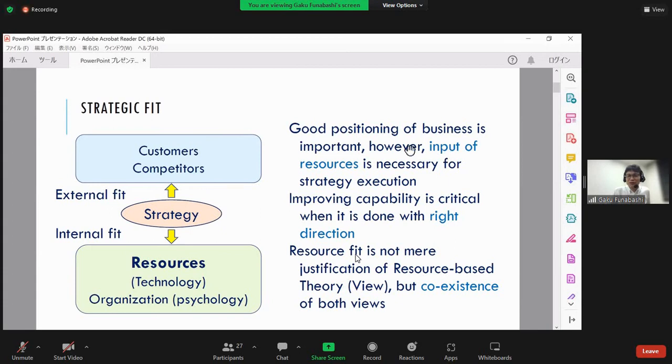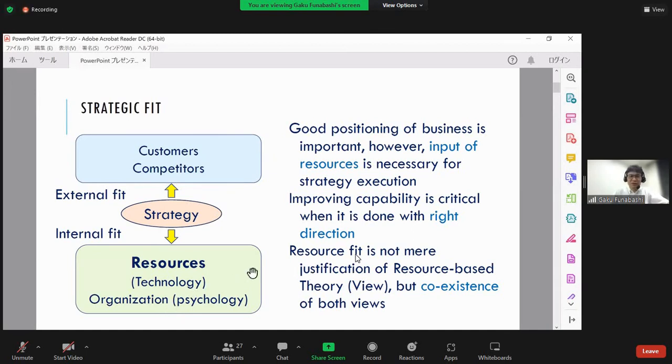So again, positioning is important, but that is not everything, because in the implementation, execution of the strategy, anyway, you need resources. And resources usually exist inside, and improving the capability, which is the ability to do something, is one of the resources. Improving capability is critical. Okay, and the resource fit to the strategy is not mere justification of resource-based theory or resource-based view, but coexistence of both views, both positioning school and resource-based view school, is important for your business.